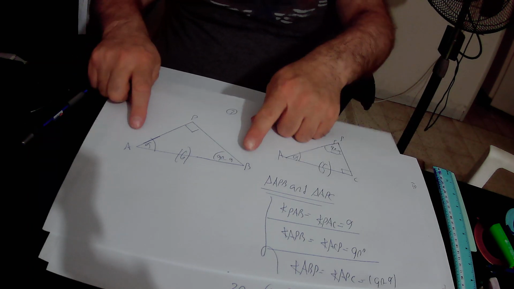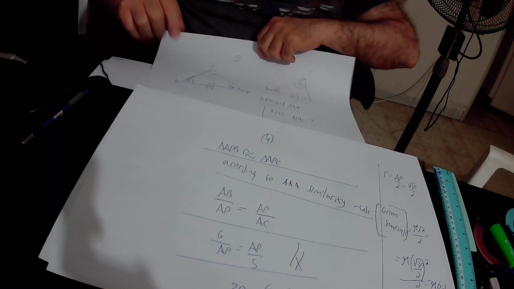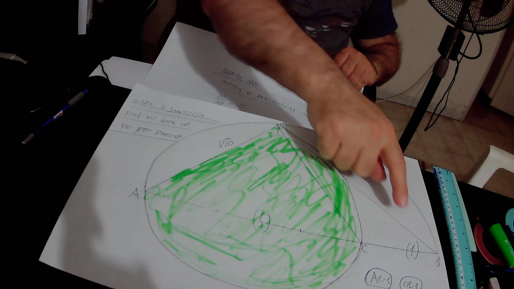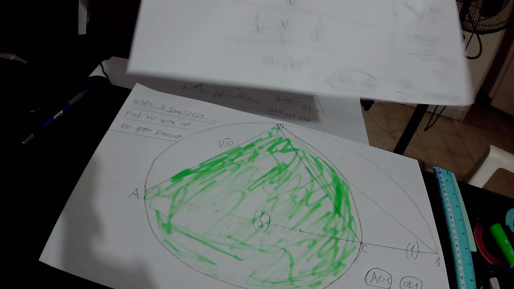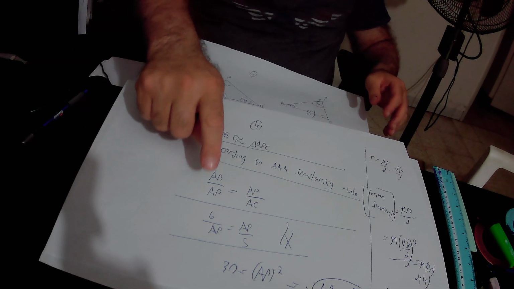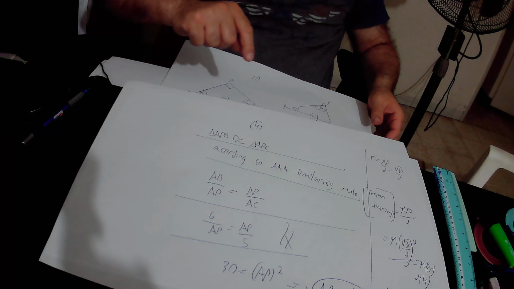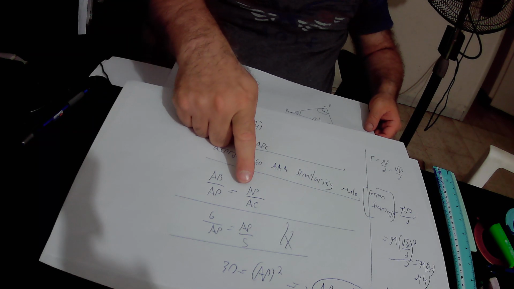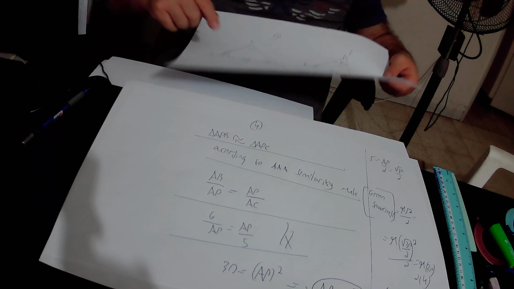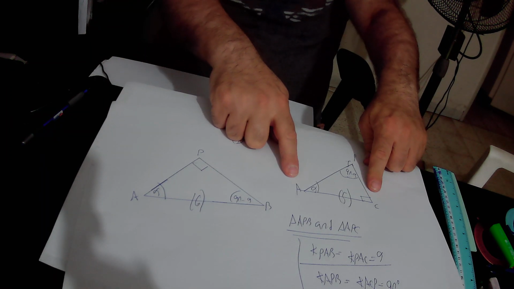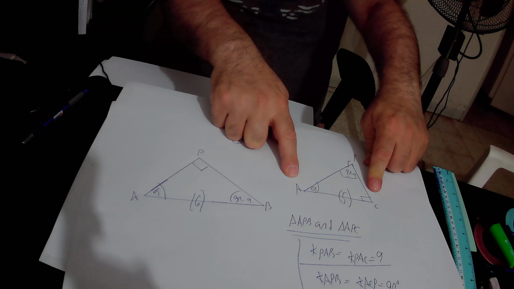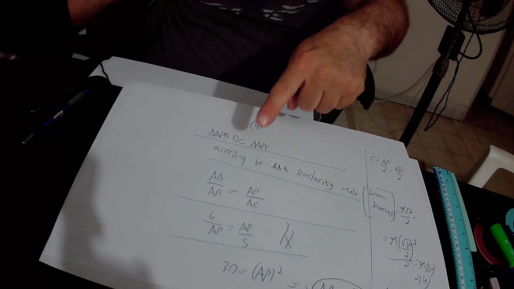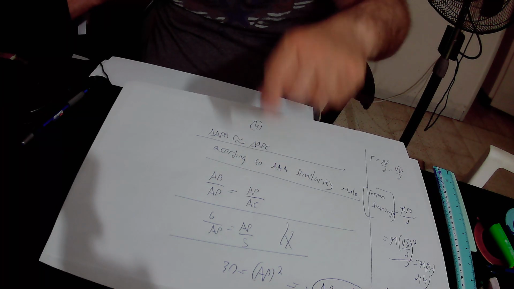AB equals 6. Why? Because AB in total equals 5 plus 1, that is 6. So we substitute AB by 6 over AP. AP is the missing side, so we leave it as it is. And here we have AP over AC. Side AC equals 5 units in length, according to what is given in the question. So in total, we found out that 6 over AP equals AP over 5.